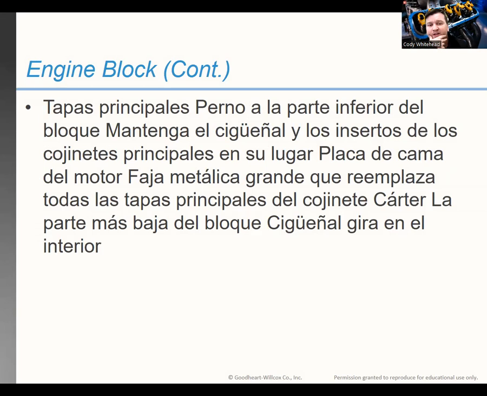Our engine bed plate. Some engines have this, some don't. The engine bed plate is like the main caps, but they're all joined together as one giant block. So it'll still have multiple bolts to bolt it all down, but they'll all be tied together. This creates a stronger block, a little bit more hold down force. This is for performance vehicles, and trucks normally use this. Our crankcase is the lower portion of our block. This is where the crankshaft rotates inside of. This is the area where the inside of your oil pan is.